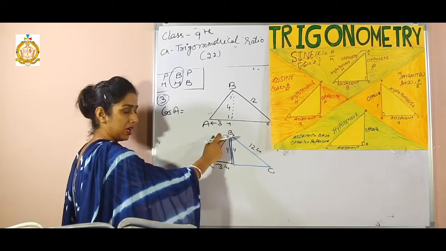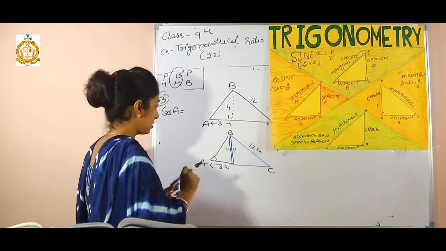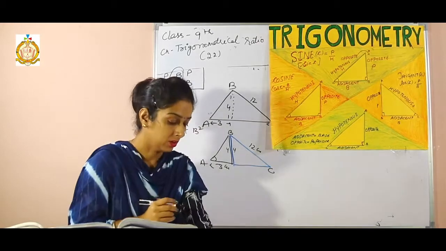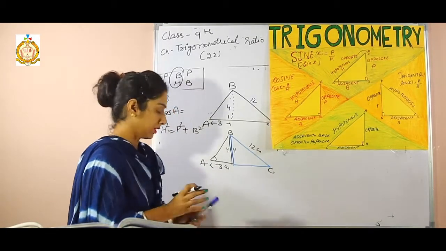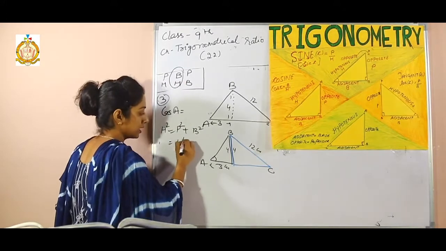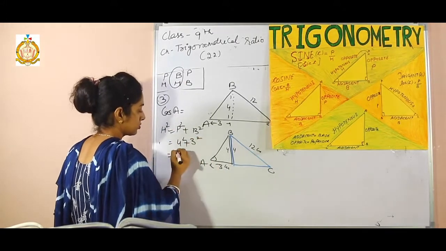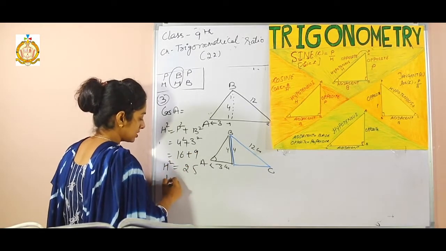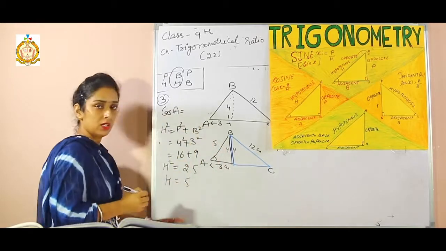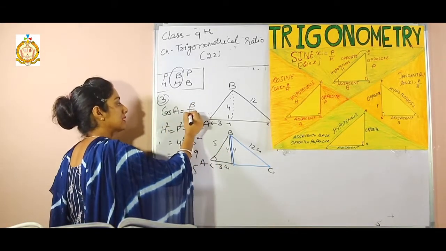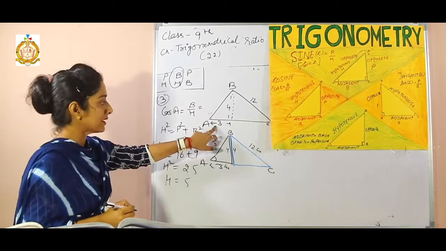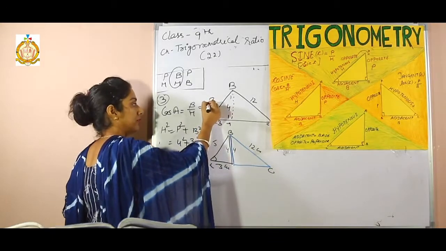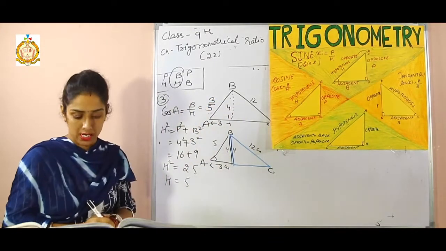What is this? Hypotenuse, that is h square is equal to p square plus b square. Now what is p? Here p is 4 square and what is b? That is 3 square. 16 plus 9, that is 25. So h is 5, right? Now cos A, that is b over h. Now what is b? B is 3 and what is h? That is 5. Means 3 by 5 is your answer.